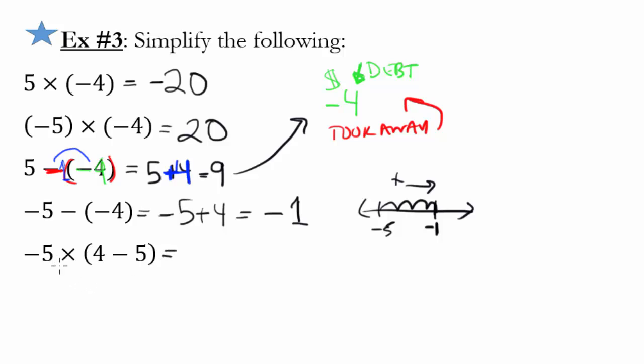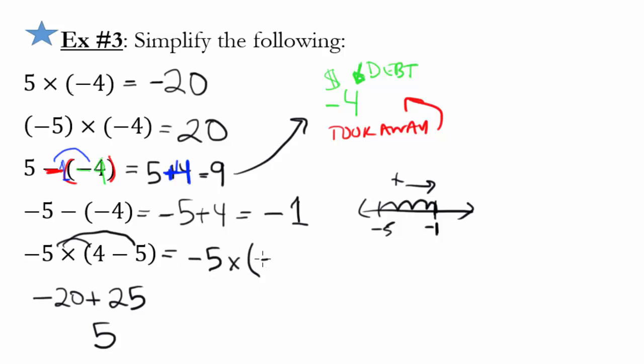And let's do the last one, negative 5 times 4 minus 5. Okay, I could do this one of 2 ways. I could use the distributive property, which would give me negative 20 plus 25. You can check that over, which is just equal to 5. Or if I wanted to, I could actually do negative 5 times, well, 4 minus 5 is just negative 1. And negative 5 times negative 1 is also equal to 5. And I'll be darned, you get the same answer because math is consistent.